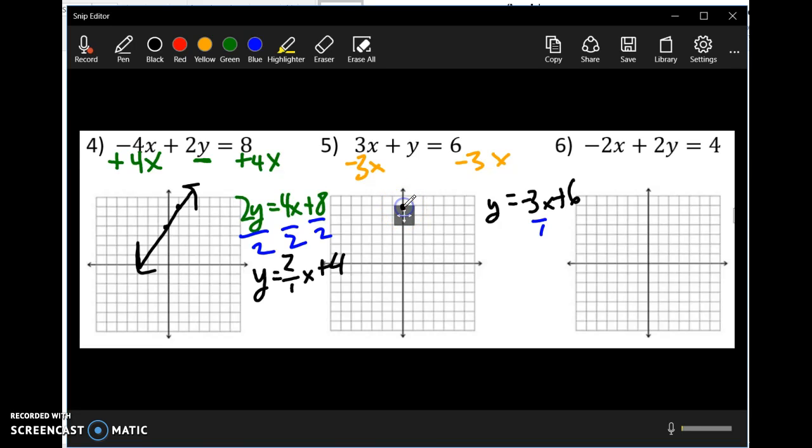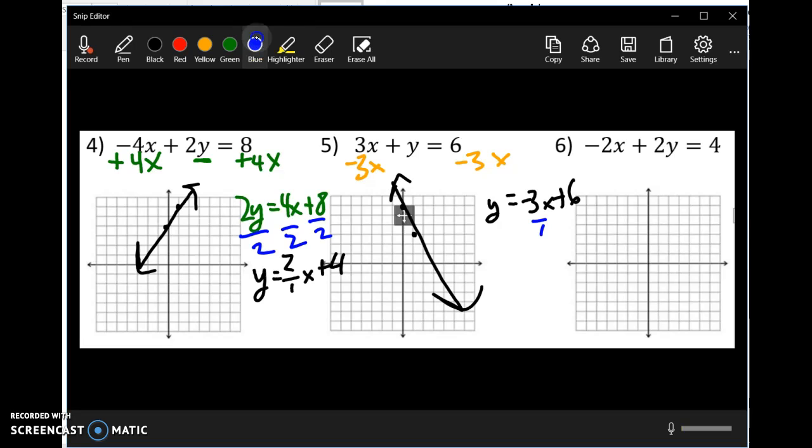I'd plot that point right there. And I don't know why I have that sign in between, but that's okay. And then we're going to go down 1, 2, 3, and over 1. And plot that point right there. And then we'd be able to see that line right there.